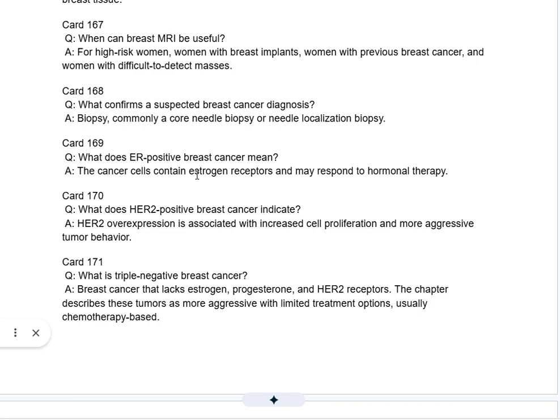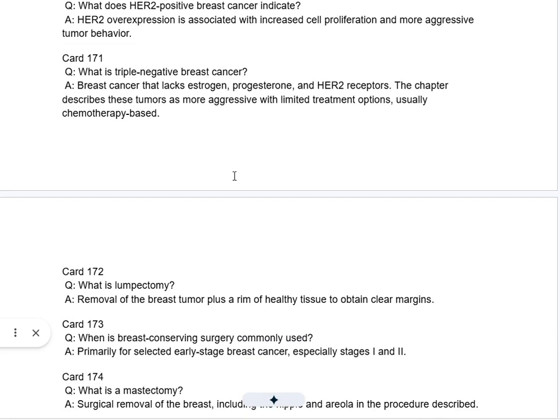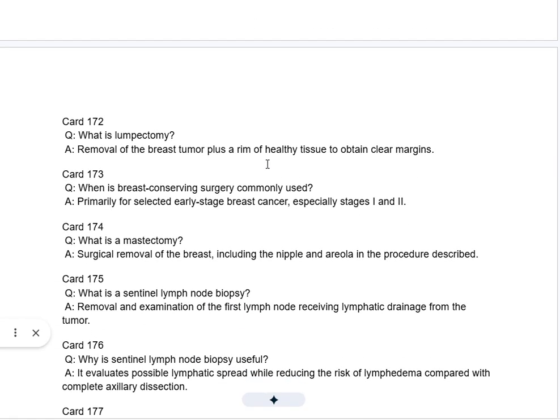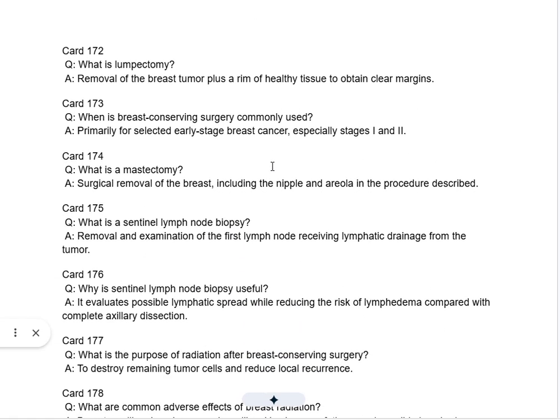What is triple-negative breast cancer? A. Breast cancer that lacks estrogen, progesterone, and HER2 receptors. The chapter describes these tumors as more aggressive with limited treatment options, usually chemotherapy-based. Card 172Q. What is lumpectomy? A. Removal of the breast tumor plus a rim of healthy tissue to obtain clear margins.